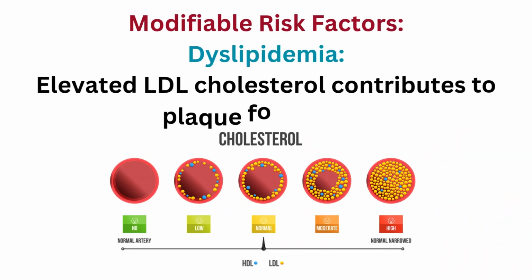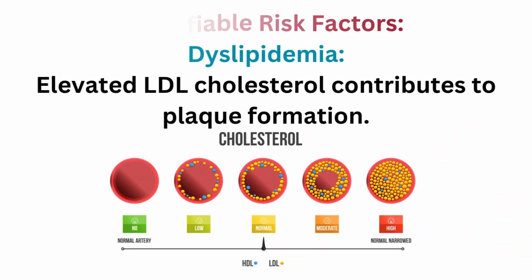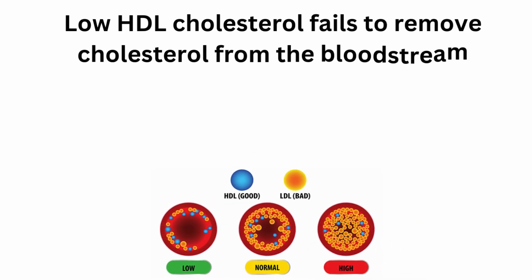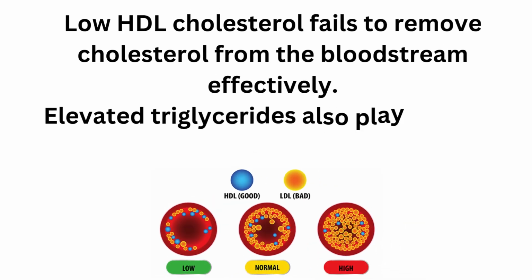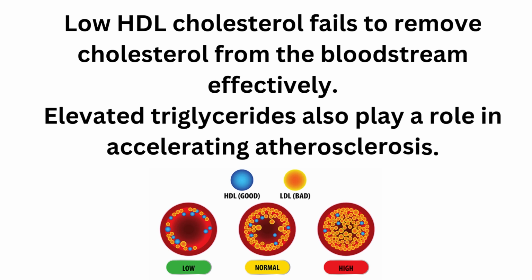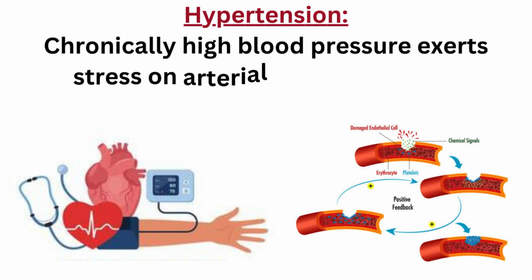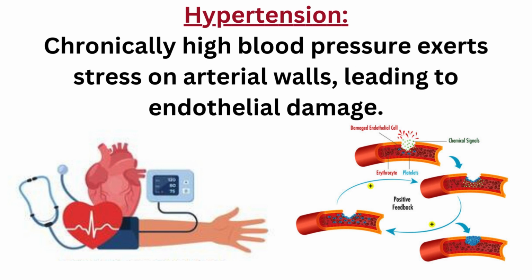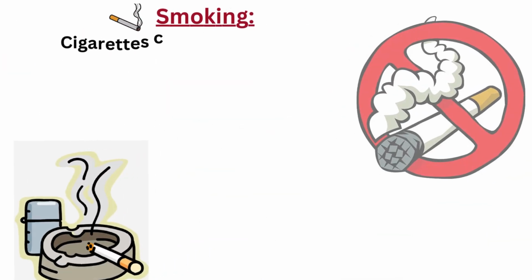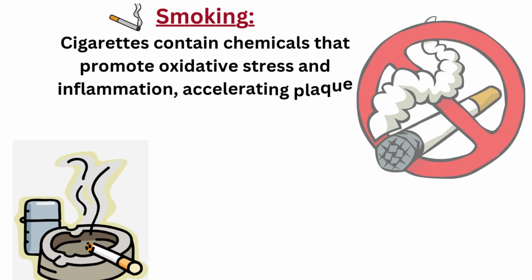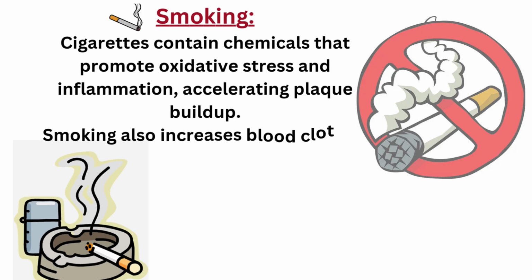Dyslipidemia: elevated LDL cholesterol contributes to plaque formation. Low HDL cholesterol fails to remove cholesterol from the bloodstream effectively. Elevated triglycerides also play a role in accelerating atherosclerosis. Hypertension: chronically high blood pressure exerts stress on arterial walls, leading to endothelial damage. Smoking: cigarettes contain chemicals that promote oxidative stress and inflammation, accelerating plaque buildup.